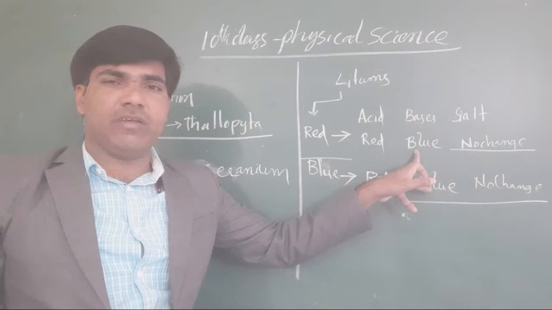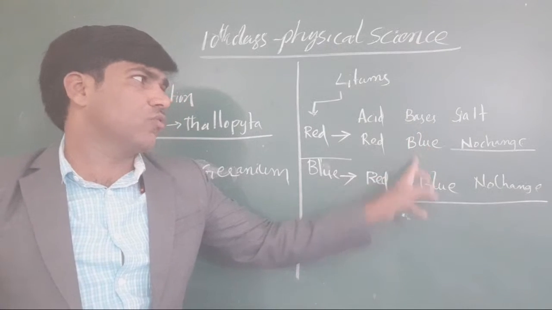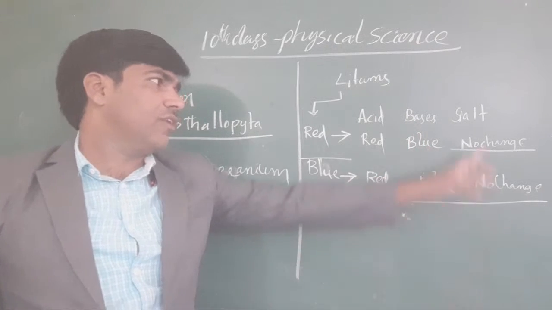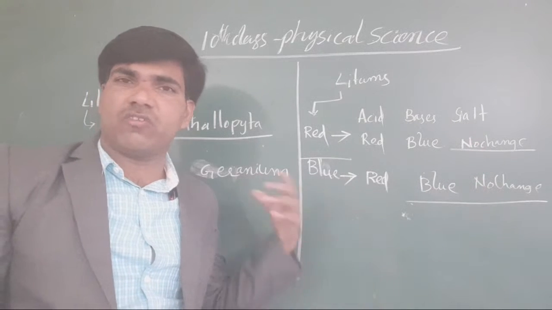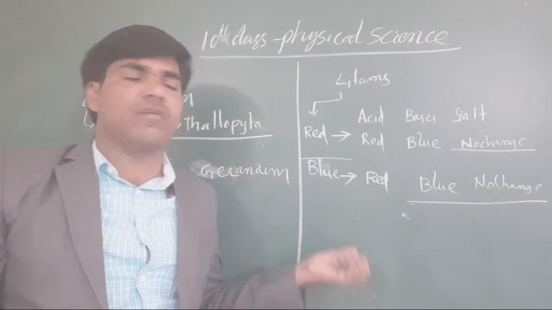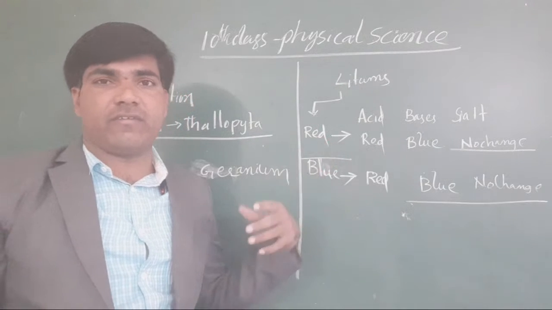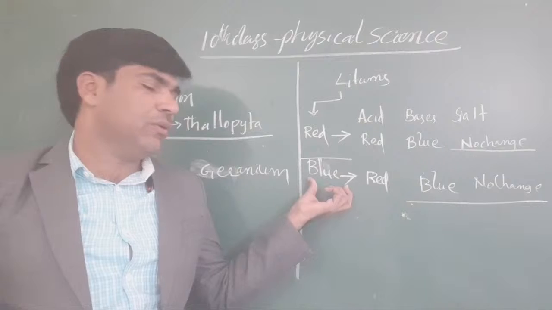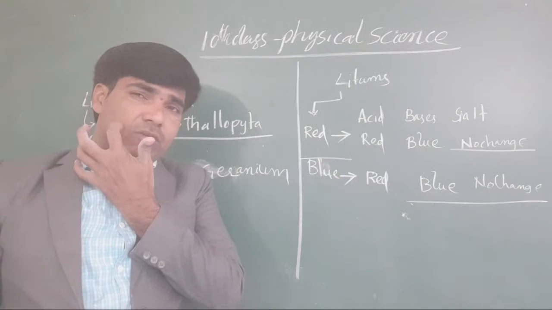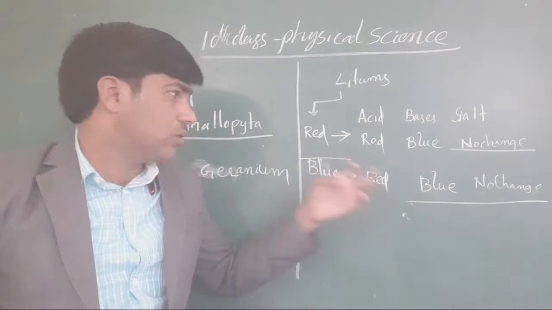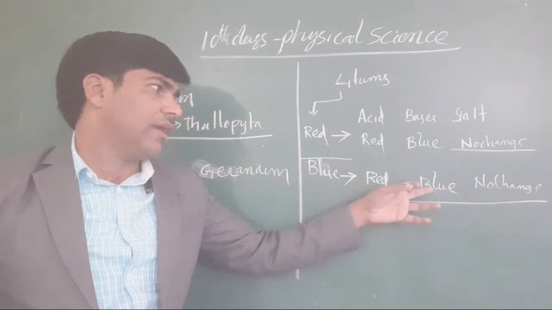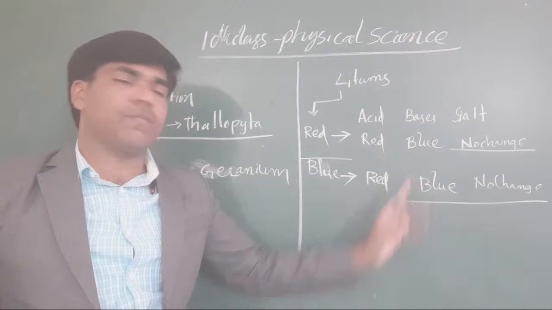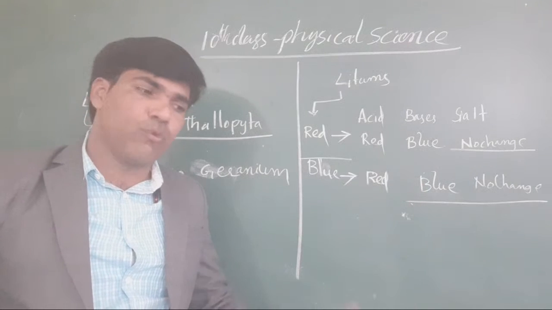When you take a base, it is automatically converted into blue color, and when you take a salt, no change is observed in our salts. And when you take a blue litmus paper, the blue litmus is converted into red color for acid. And for bases, it remains blue only.